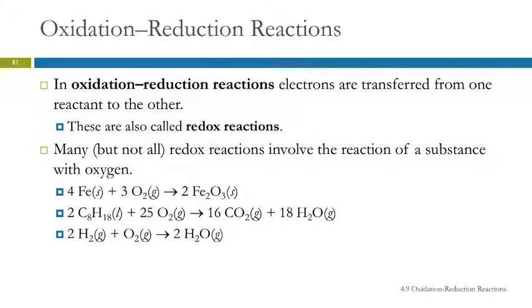Oxidation-reduction reactions. These reactions involve a transfer of electrons from one reactant to the other reactant. They're also called redox because oxidation reduction is just a lot of syllables to say, so we call them redox reactions. Many of these types of reactions involve something reacting with oxygen, and here are some examples.